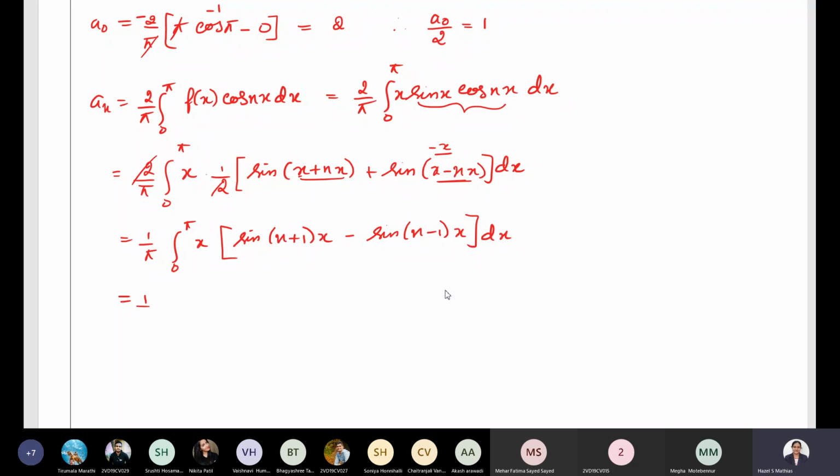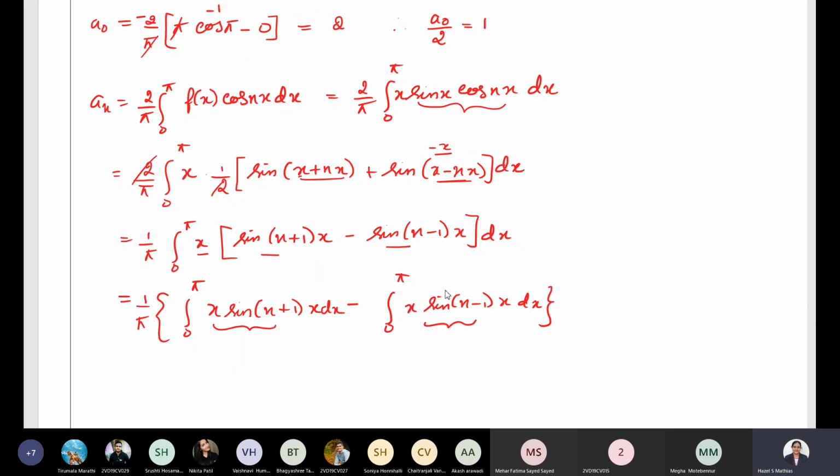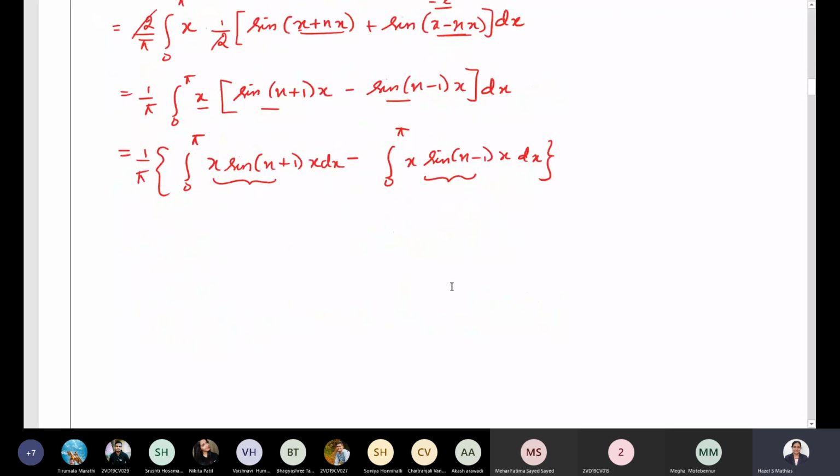You write this separately. 1 by pi into integral of 0 to pi, multiply x, so x into sin (n plus 1) into x minus integral 0 to pi x into sin (n minus 1) into x, the entire term dx. I have multiplied x with both of these. Now here you have to apply the product rule in order to integrate the two terms.